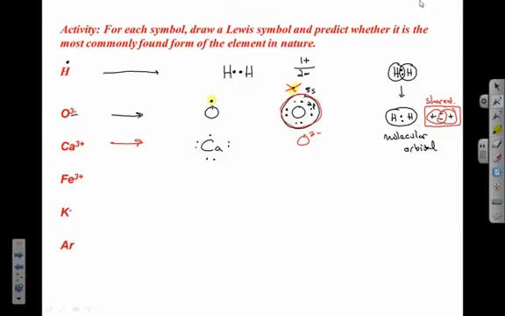No. Typically, calcium should have a 2+ charge because I want to keep that 8th dot in there and give it the same number of electrons as argon. So calcium 3+ is not something you're going to find readily in nature.